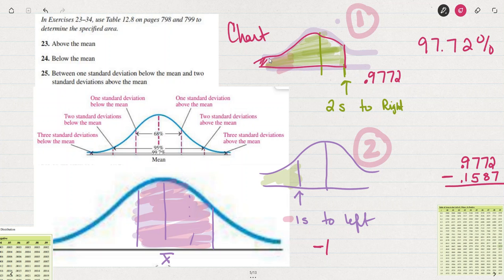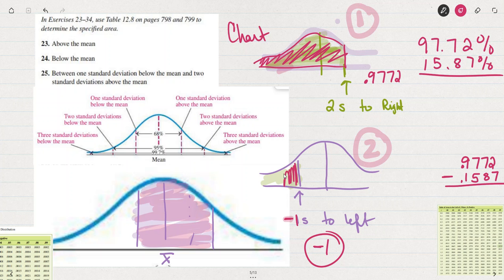So all of this area is 97.72%. And then we used from the chart when we did a -1, we got 15.87% on the chart. What that value, that 15.87%, is telling us is that 15.87% of the data falls in this area. So that on our problem is this stripe over here.